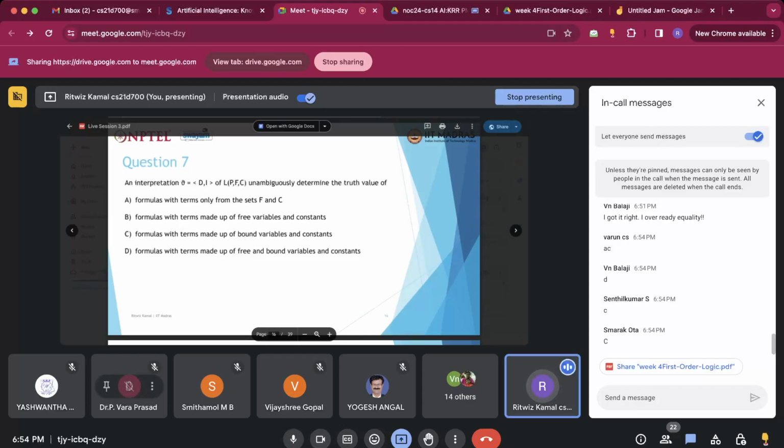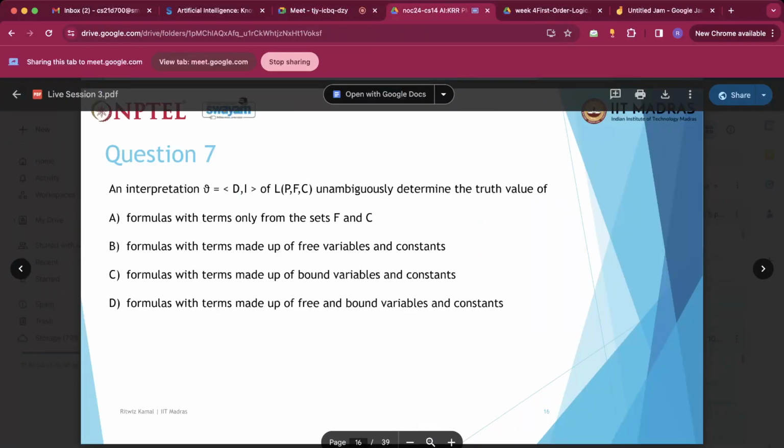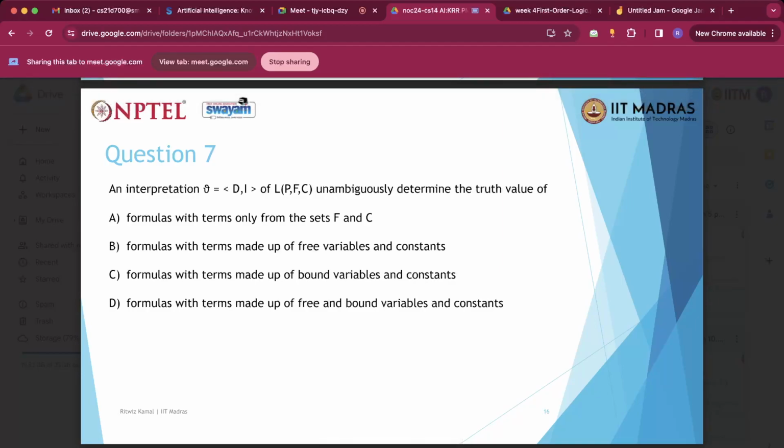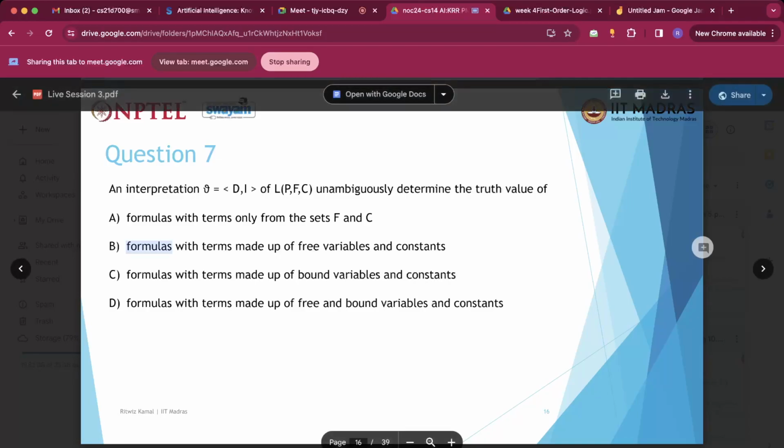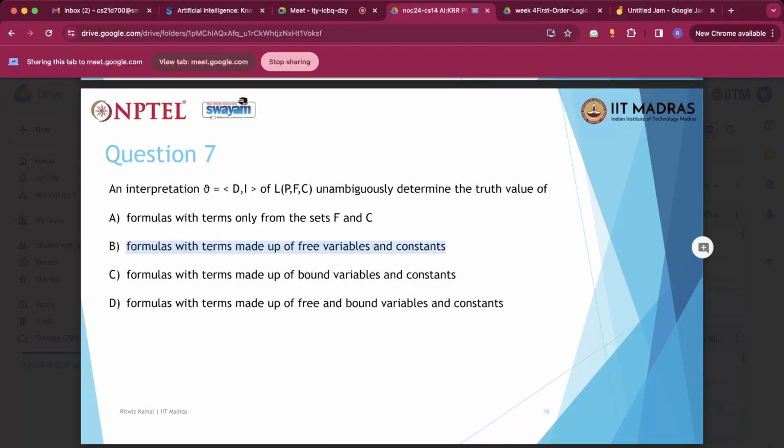Okay, so we already have a couple of answers in the chat, and I think most of you would have gotten it correctly. The correct options in this case would be A and C. An interpretation can unambiguously determine the truth value of formulas with terms only from the sets F and C, which is functions and constants. The second option says formulas with terms made up of free variables and constants. If a variable is free, then of course you cannot unambiguously determine the truth value, because that variable is free to take any possible values. So option B is incorrect.